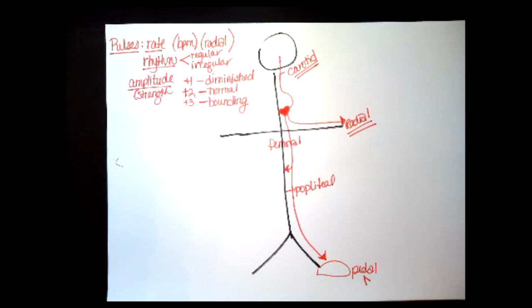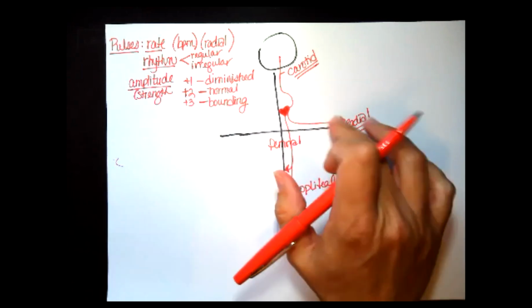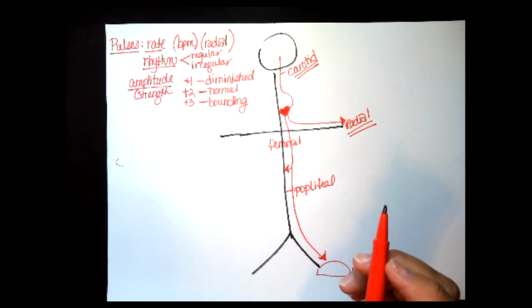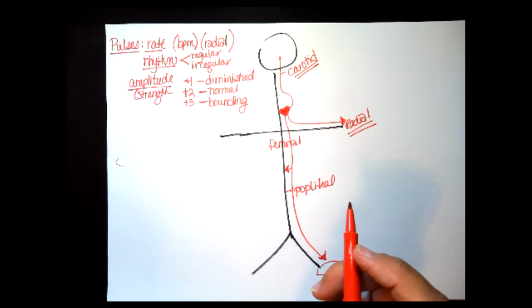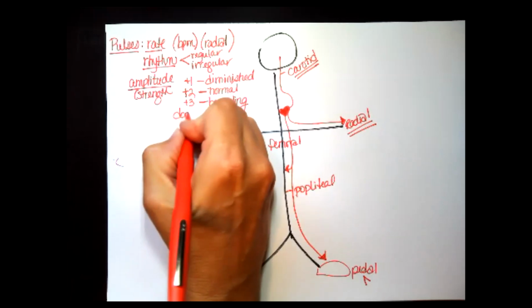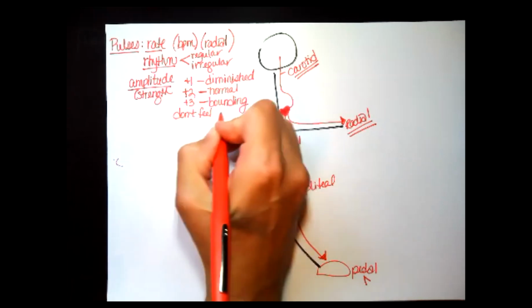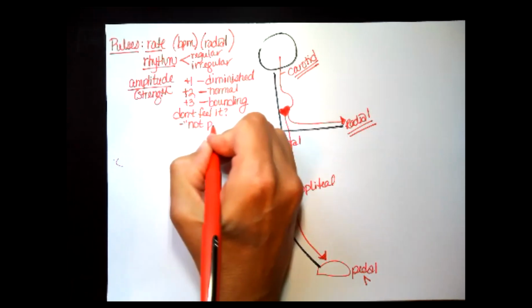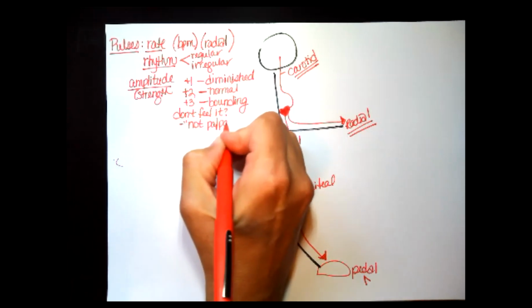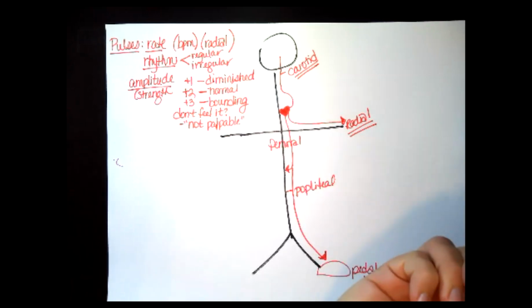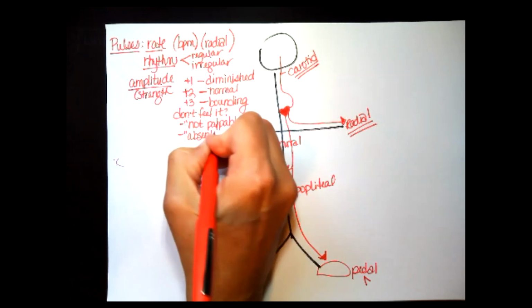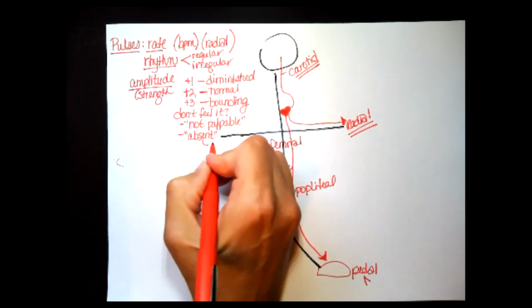Now, if someone's thinking ahead, they're saying, well, what if I can't feel it? What if I can't feel this radial pulse or this popliteal pulse? What do I put? You don't put 0. 0 is not a choice. If you don't feel it, you can either put not palpable, which means you can't feel it. Or you can use absent, but the only time you can say a pulse is absent is if you use a Doppler device and you still can't hear it.